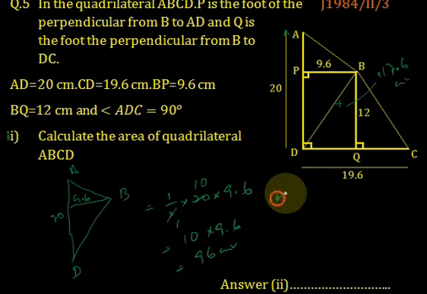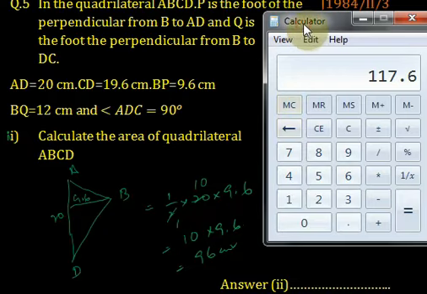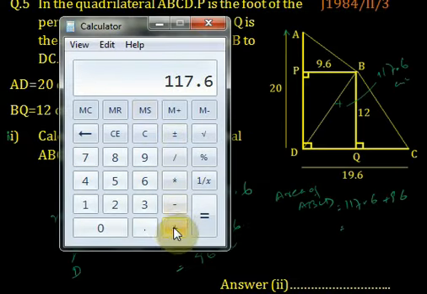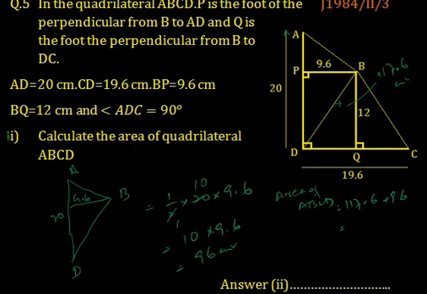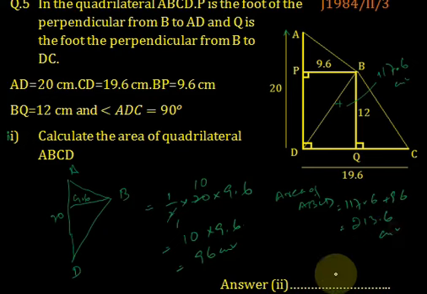So the area of ABCD is 117.6 plus 96, and it becomes 213.6. So the area becomes 213.6 centimeter square. So the answer is 213.6 centimeter square.